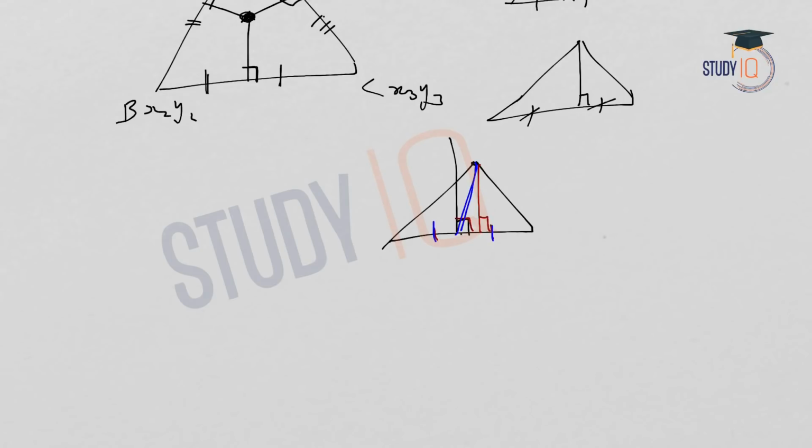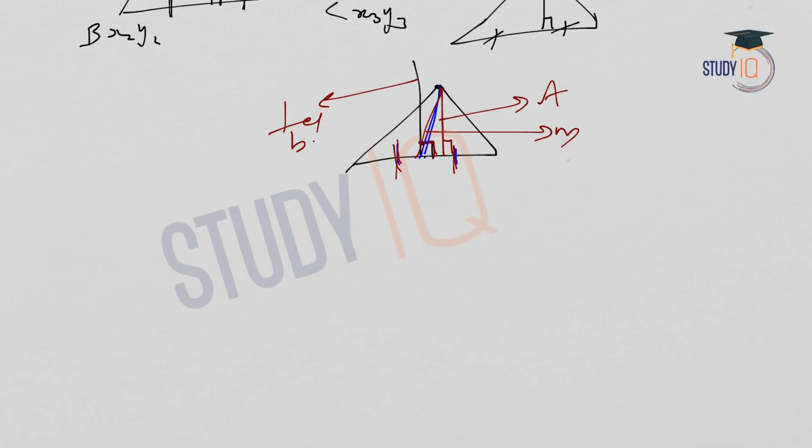So three cases. This is altitude, this is median, and this is perpendicular bisector. Keep in mind, perpendicular bisector is perpendicular and bisecting, but not passing through vertex. Median is coming from vertex and bisecting, but not perpendicular. Altitude is perpendicular and coming from vertex, but not dividing equally.